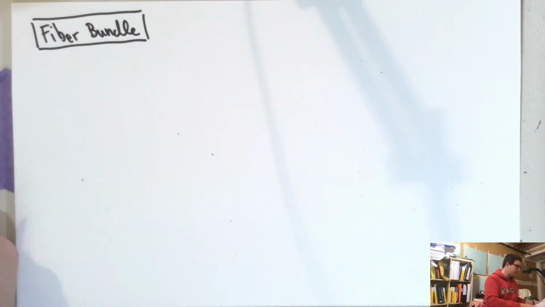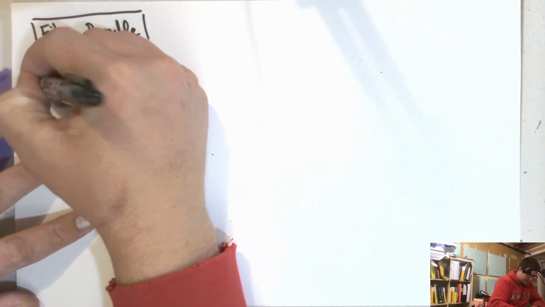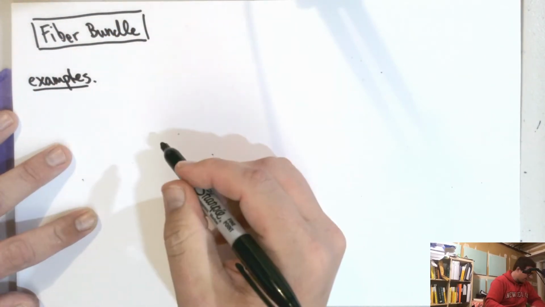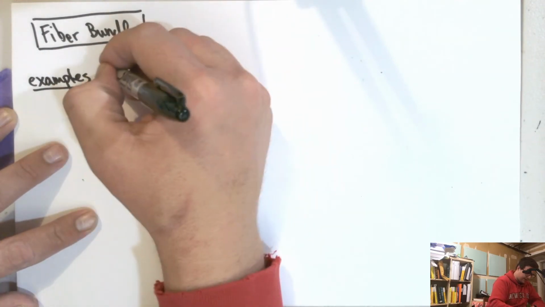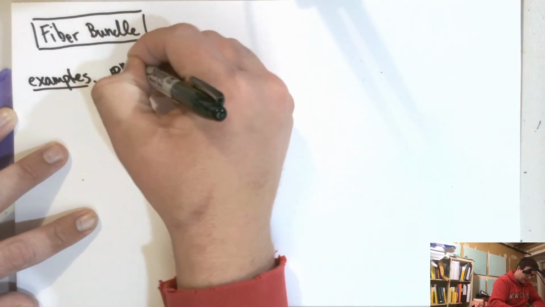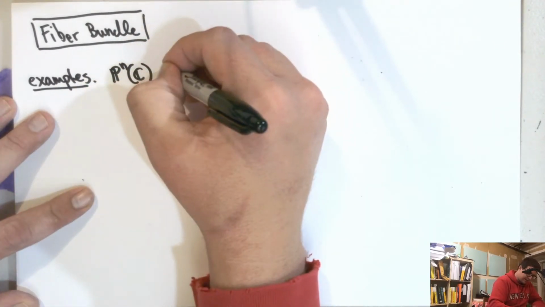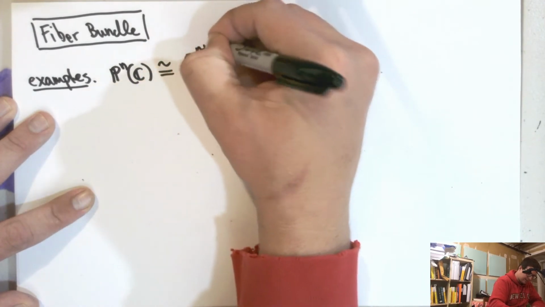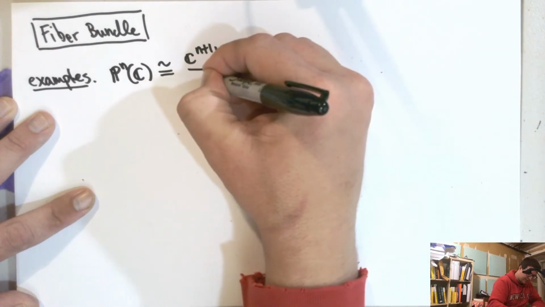So let me give some examples first. Let's do an example. We'll do a bunch of examples. Okay, so let's define CP^n. This is going to be a topological space. It's going to be the complex numbers, and then I'm going to remove 0, the origin, and then I'm going to take an equivalence relation.